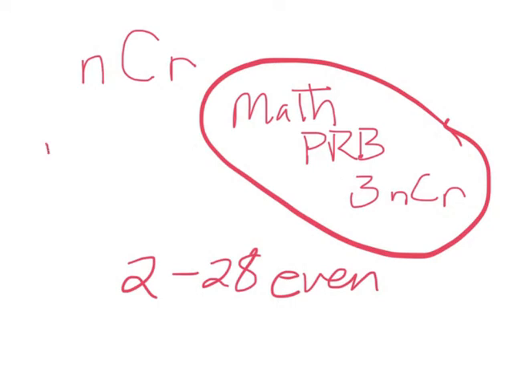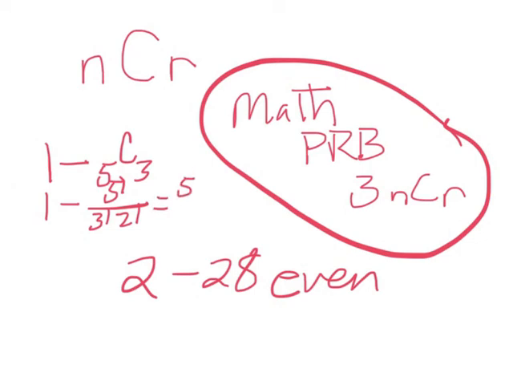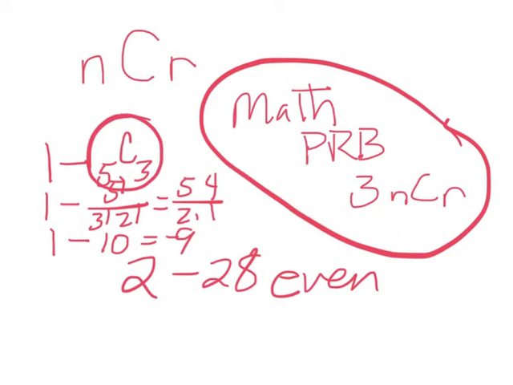They'll do something like 1 minus a combination of 5 choose 3, so that's 1 minus 5 factorial over 3 factorial 2 factorial, which is 5 times 4 over 2 times 1 for that portion, so it's 1 minus 10 or negative 9. And those are the kinds of problems where you're just learning how to work with this formula. Do them by hand as I've done here, and then use the calculator to help you.